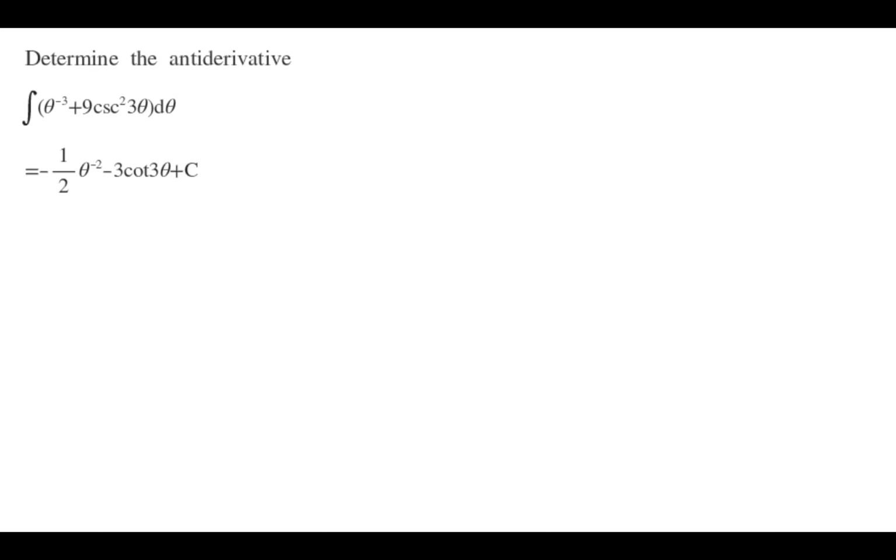So then to get that, you just take the antiderivative of that, and you are left with negative 3 cotangent 3 theta. So then your whole answer would be negative 1/2 theta to the negative 2 minus 3 cotangent 3 theta plus c.